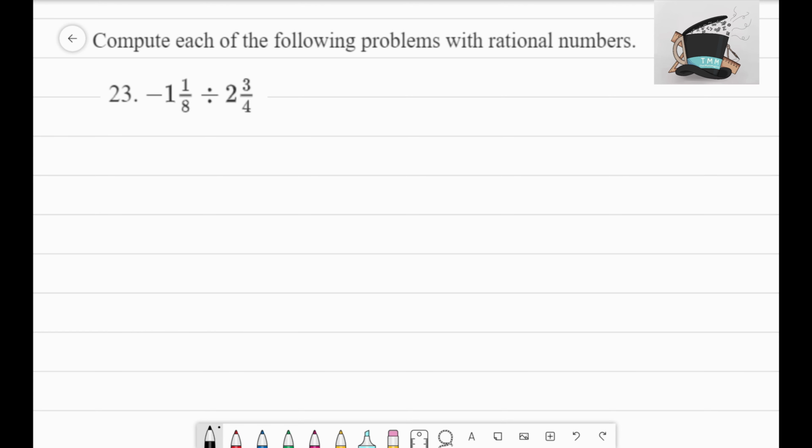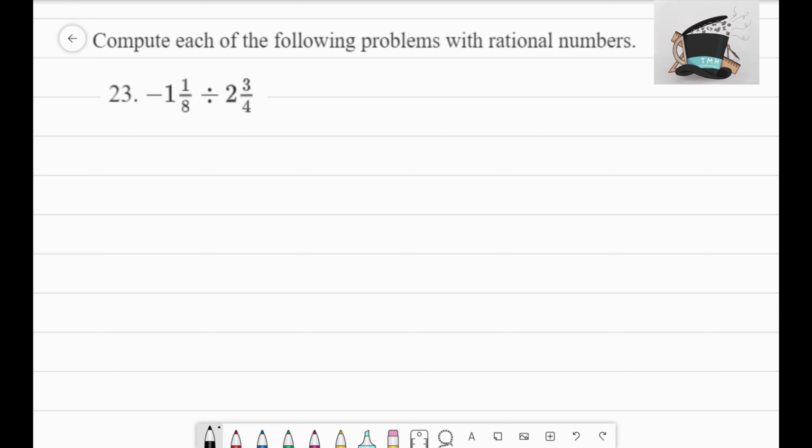Hey everyone! In this video, I'd like us to talk about problem 23 from our checkpoint number 3 from week 2's assignment. The prompt says that we want to compute each of the following problems with rational numbers. What that means is I have this expression here and I want to simplify it so that we end up with just one number.